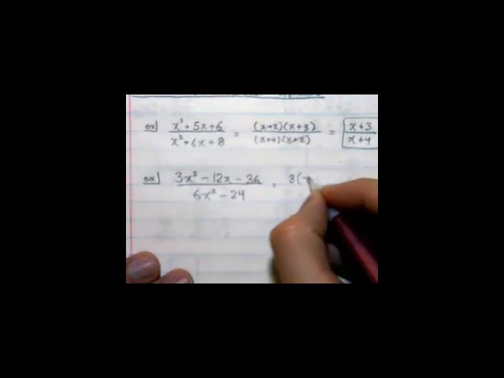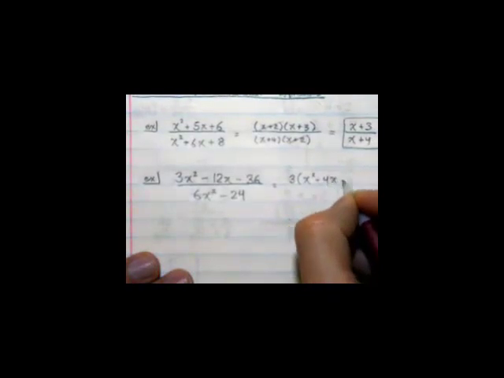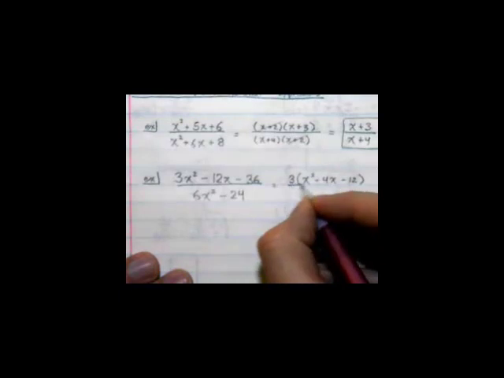So if we take a 3 out of the top, we've got x squared minus 4x minus 12. And then same thing with the denominator. Is there something that goes into both of those two terms I could pull out first? What can I take out there? A 6, okay. And that would leave us with x squared minus 4. Okay, but then I've got to keep going though. So x squared minus 4x minus 12, that still factors. And x squared minus 4, that still factors too.